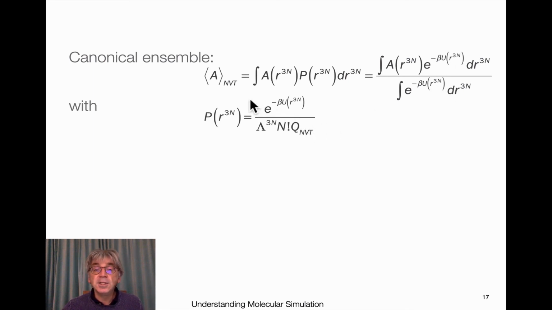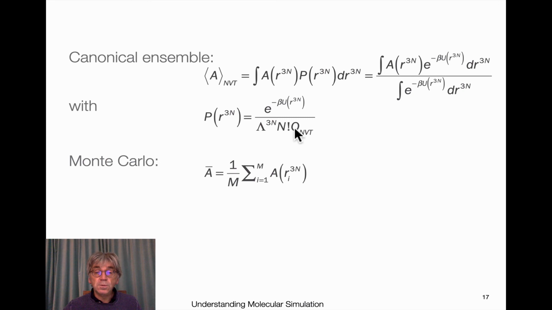And if you look at the statistical thermodynamics, the normalized probability distribution is given by this equation: the Boltzmann factor divided by the de Broglie wavelength, the indistinguishability, and the partition function. That's just following from the normalization.